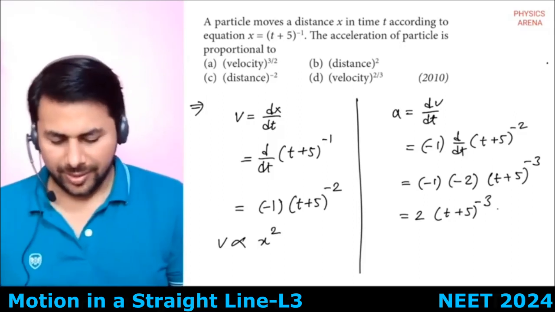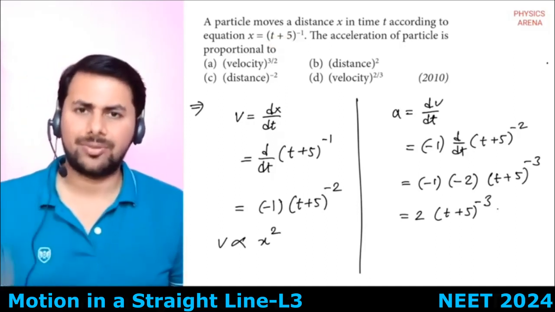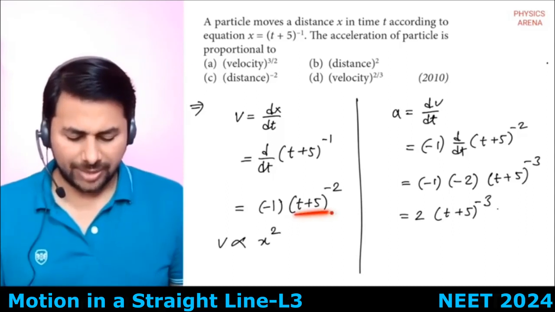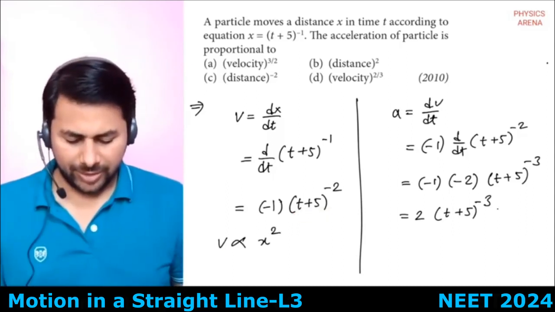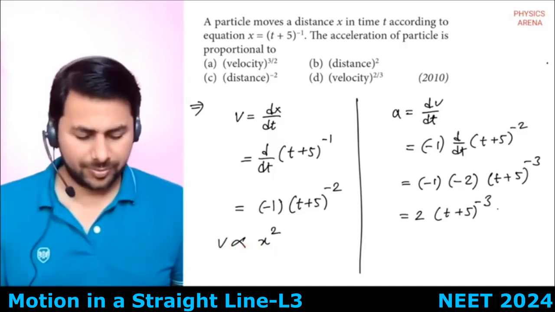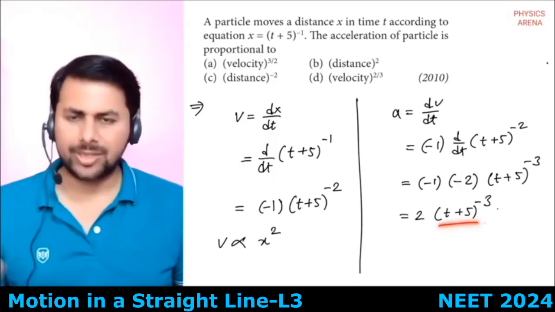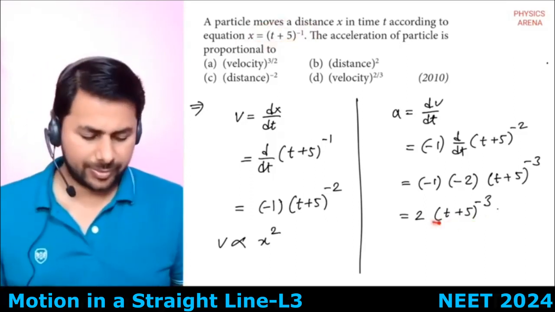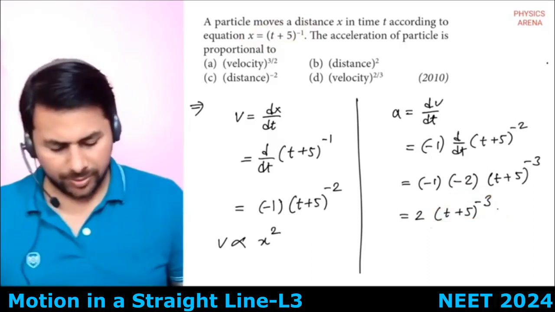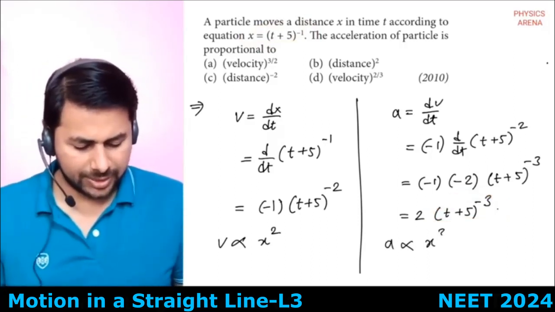Yes, sir. See, x is t plus 5 raised to minus 1. You take square of that, you will get t plus 5 raised to minus 2. Okay, so v is proportional to x raised to 2. Then you have acceleration which is t plus 5 raised to minus 3. So if you take x cube, you will get acceleration. So a is proportional to x raised to 3.